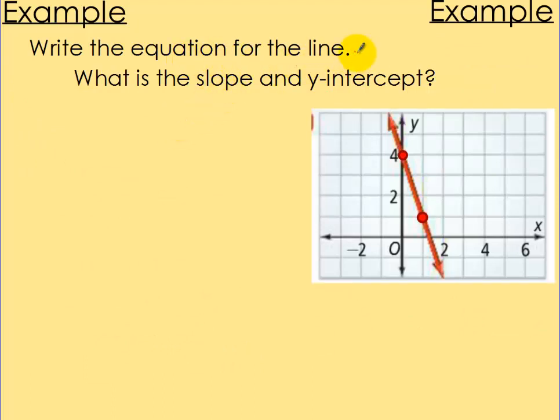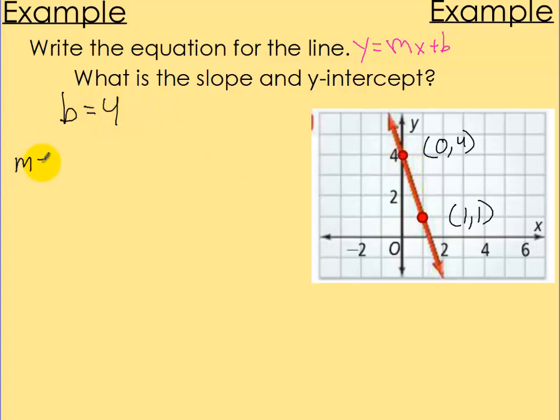Okay, what's the equation for the line, and what is the slope and y-intercept? We'll make the equation y equals mx plus b, slope-intercept form. I have 2 points on here, and they're labeled. The first point is (0, 4), and the second point is (1, 1). The y-intercept b is pretty easy. You just look at it, and that happens at 4. So your b is 4.